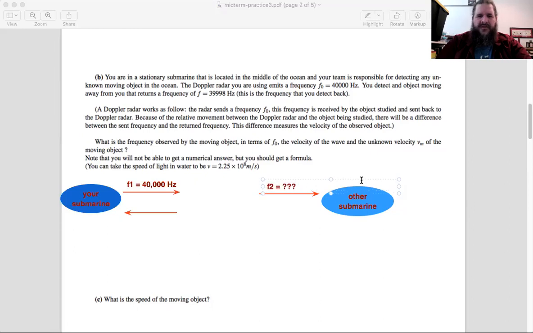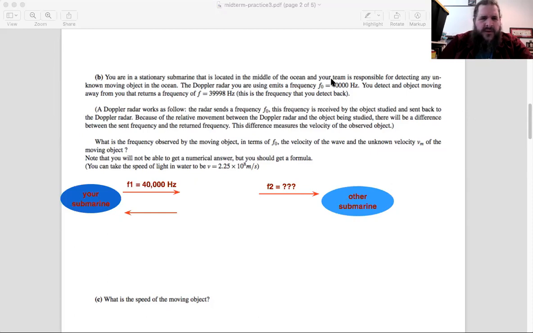What's going to cause a difference in frequency there? Yeah, the other submarine is moving. And it doesn't tell us how fast it's moving. I don't think it tells us which way it's moving either. Does it tell us which direction it's moving? So I think we can just say the other submarine is moving, but we don't know how.